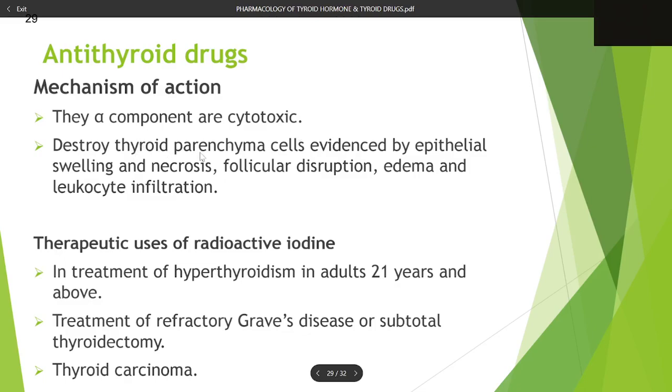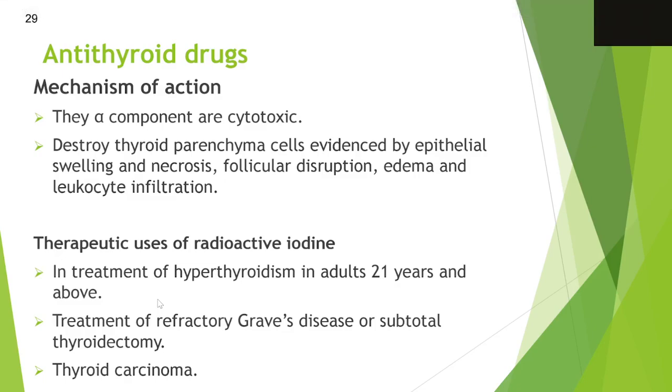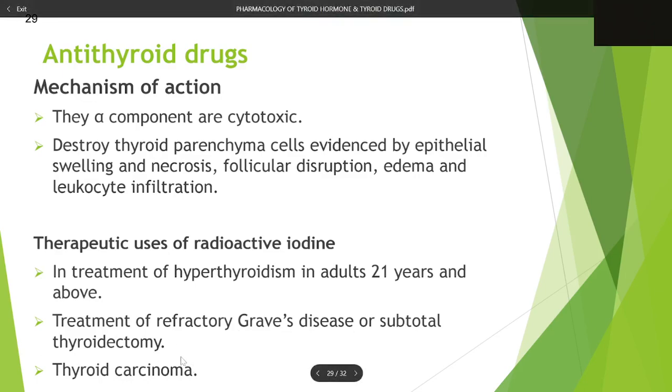Now, the mechanism of action: the beta components are cytotoxic, right? They destroy the thyroid parenchymal cells, evidenced by epithelial swelling and necrosis, follicular disruption, edema, and leukocyte infiltration. Now, the therapeutic uses of radioactive iodine include the treatment of hyperthyroidism in adults of 21 years and above. It's used in the treatment of refractory Graves' disease or after subtotal thyroidectomy. It's also used in thyroid cancer.